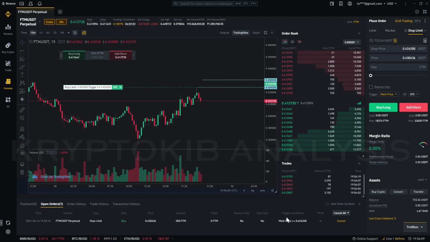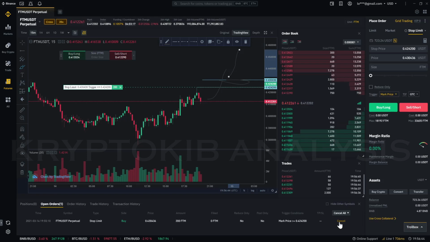But then look at the trigger condition. We have mark price greater or equals to 0.424, which is this price. That means the moment market price touches or is equal to this particular point or a bit above it, I want to place this order on the order book at this point. So when price rallies above like this, it will fill my order like this. It will fill my order at this point, and then I will be in profit if it keeps going up. So that is how the stop limit works.